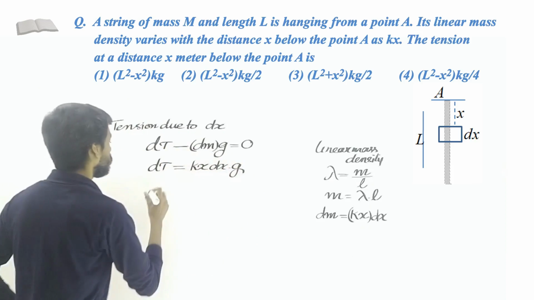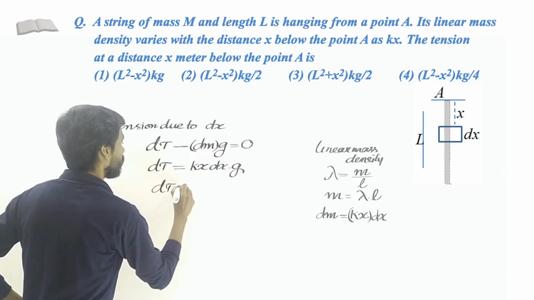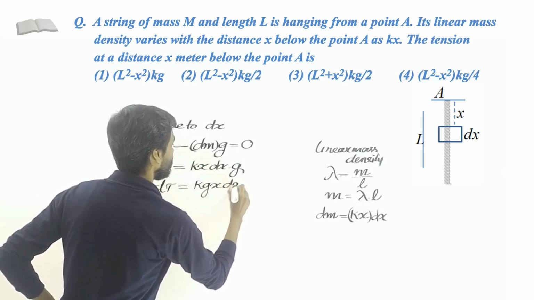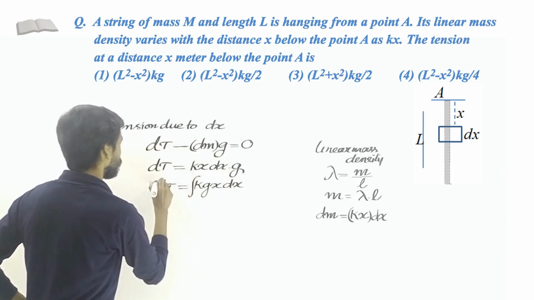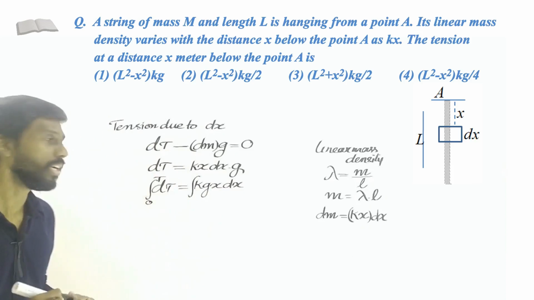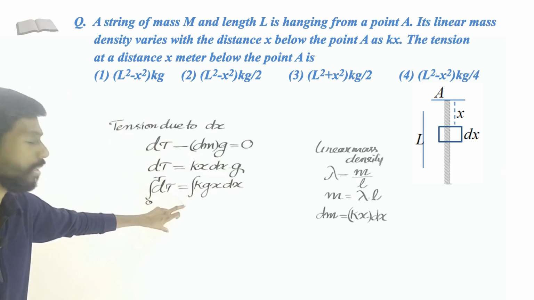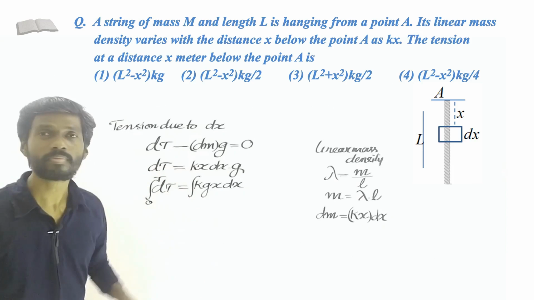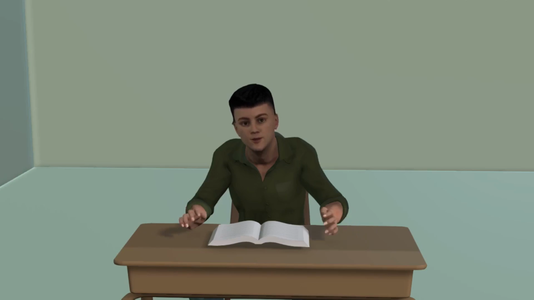So let us do the integration. dT equals kgx dx. Let's do the integration. Initially 0 to T, at that particular point the tension is T. Now what is the range here? The limit of the integration. So x is from, yes, from 0 to L.